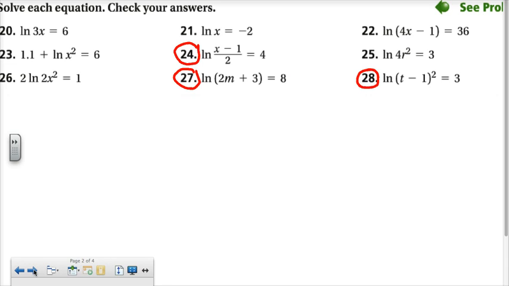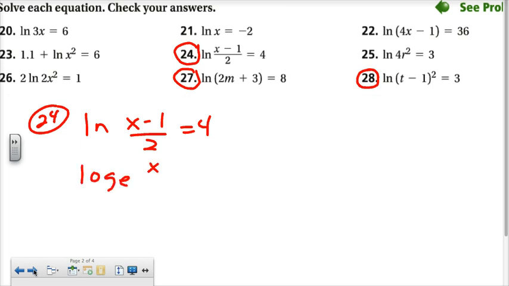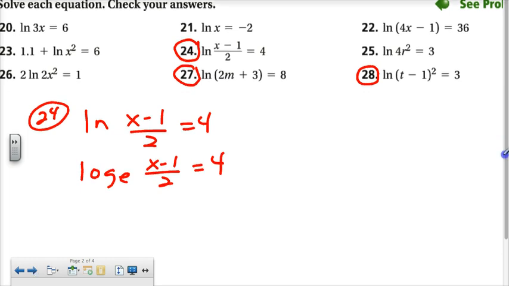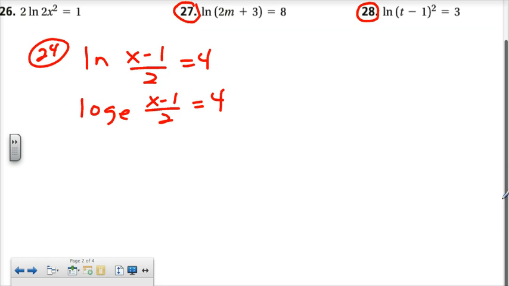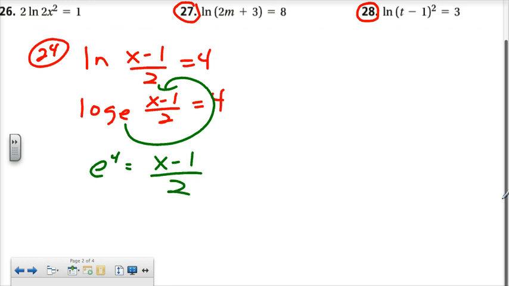Next up, we have number 24, which is solve the equation and then check your answers. I probably will not check the answers unless there's an obviously extraneous solution here for these. So for these problems, what we have to remember is that natural log is logarithm base e, because the way that we translate this into language that we can understand is by using that snail shell process to exponentiate. So this would give us e to the 4th equals x minus 1 over 2.